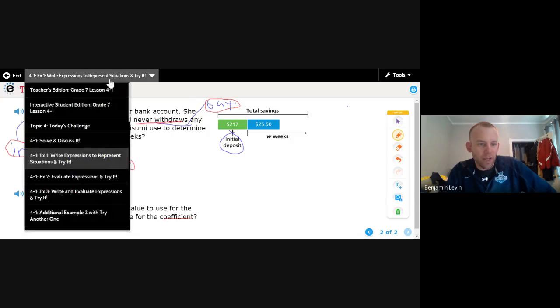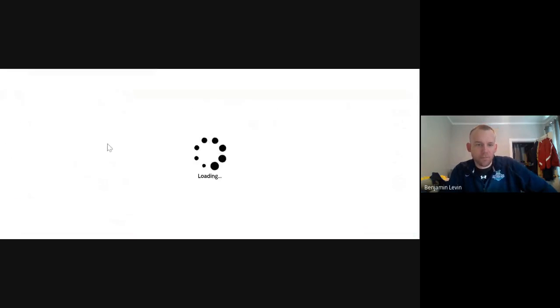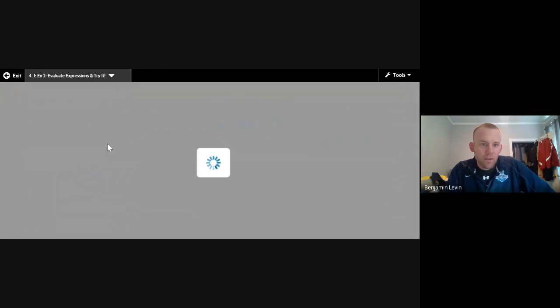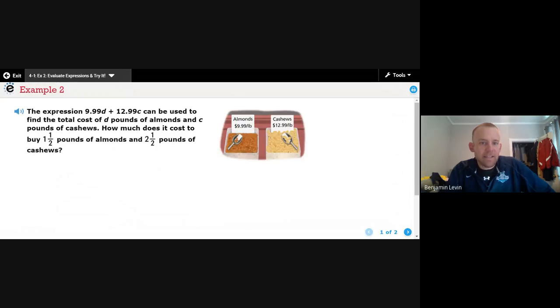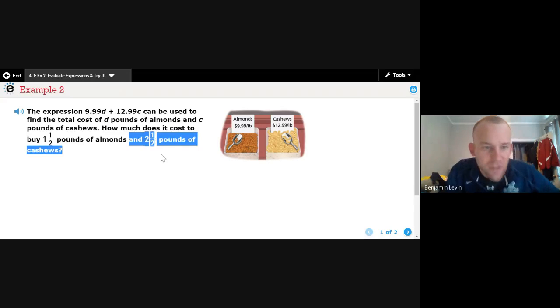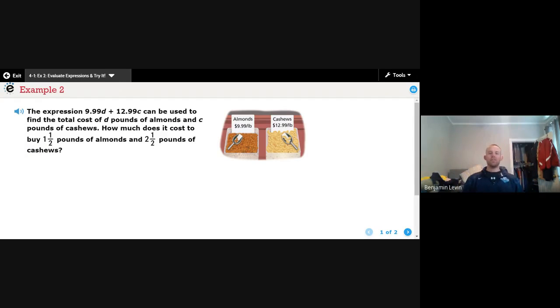Let's go to 4-1 example 2. The expression 9.99D plus 12.99C can be used to find the total cost of D pounds of almonds and C pounds of cashews. How much does it cost to buy 1.5 pounds of almonds and 2.5 pounds of cashews? Okay, so D is the amount of pounds of almonds. I don't know why they didn't just use A, but they used D. And C is the amount of pounds of cashews, right?